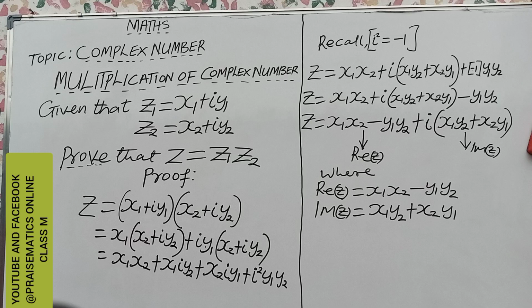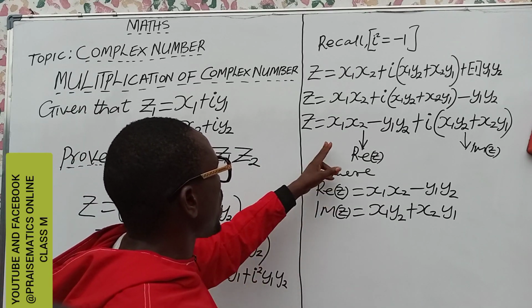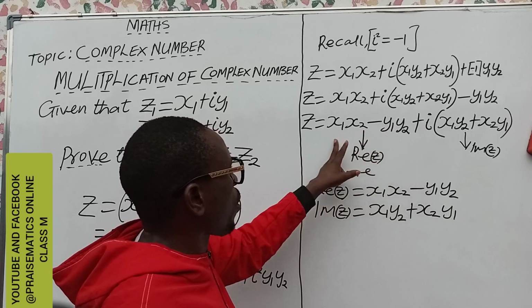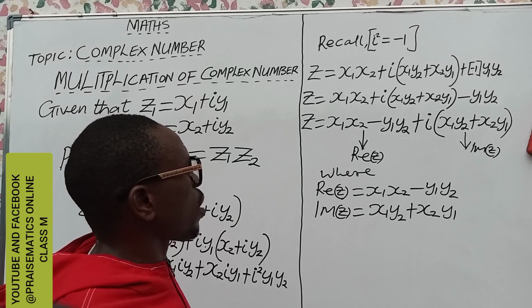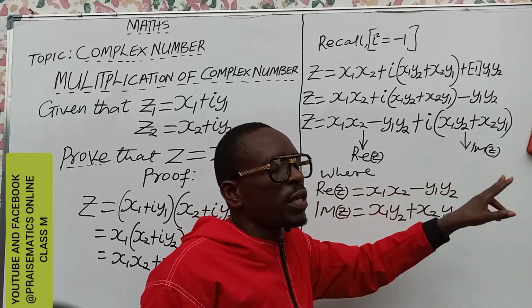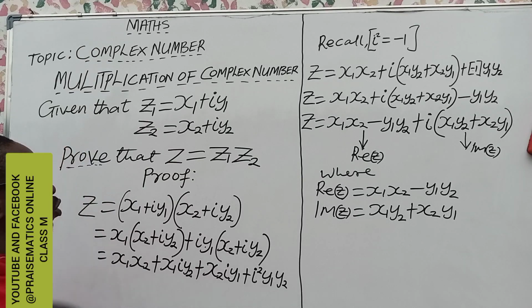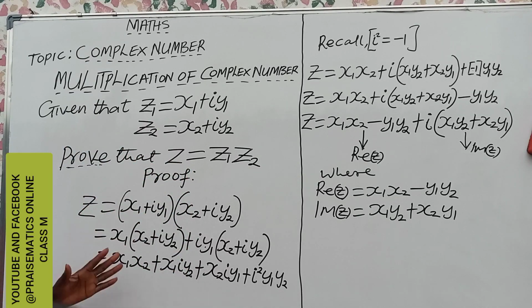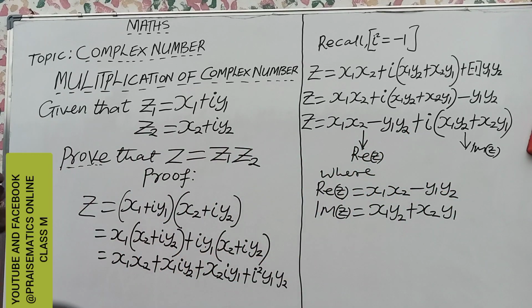So the multiplication of two complex numbers gives us a complex number. You can agree with me that at the end of this proof, we get the real part, Re z, and the imaginary part, Im z. And they say that the definition of a complex number is the summation of the real part, Re z, and Im z. So when you add Re z and Im z together, you get a complex number. So when you multiply two complex numbers, you still succeed in getting a complex number. And that is how to do it. I hope you're okay with it.